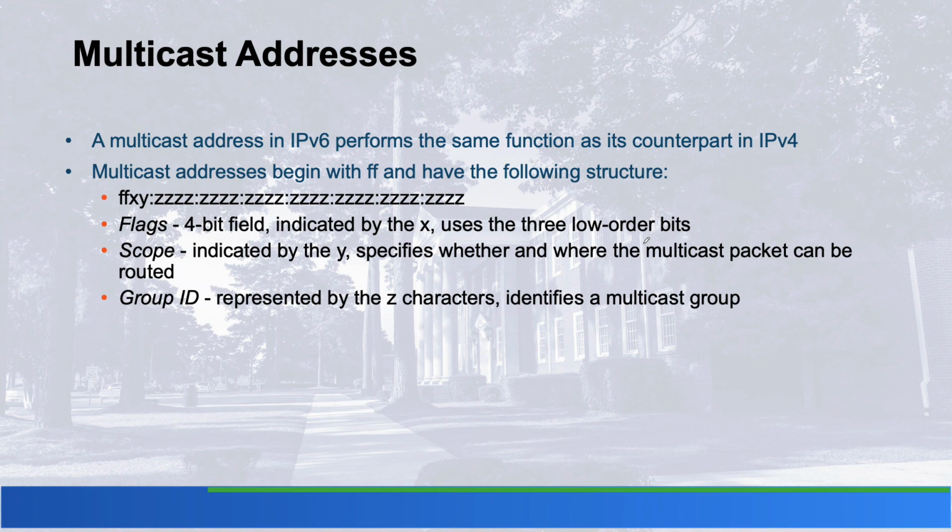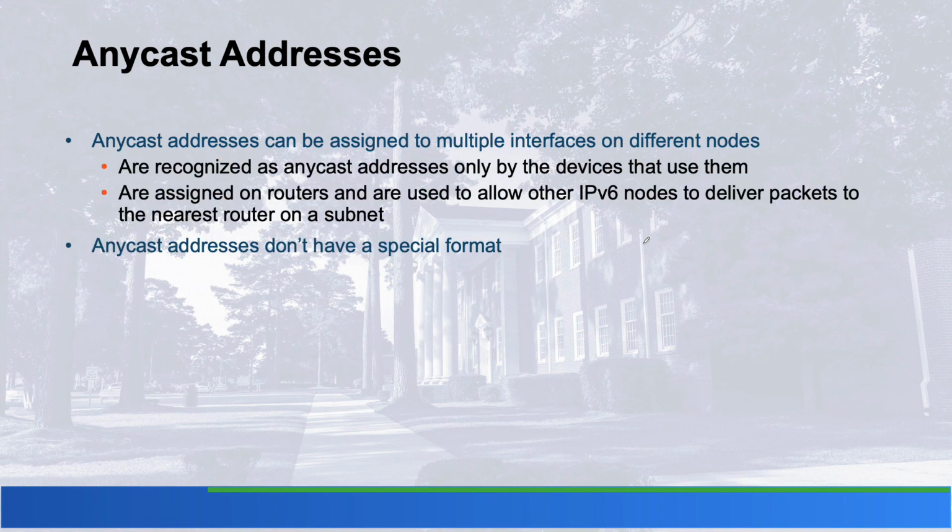Remember, a multicast address is used to send messages to groups of computers. Anycast addresses can be assigned to multiple interfaces. They're assigned on routers and are used to allow other IP version 6 computers to deliver packets to the nearest router on a subnet. So it's only going to be delivered to the nearest device that's part of that Anycast address.